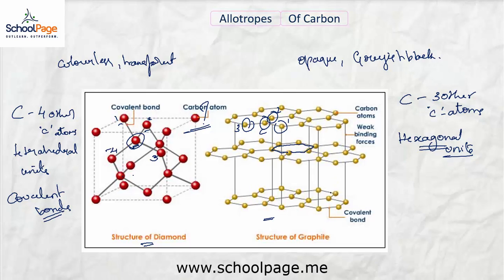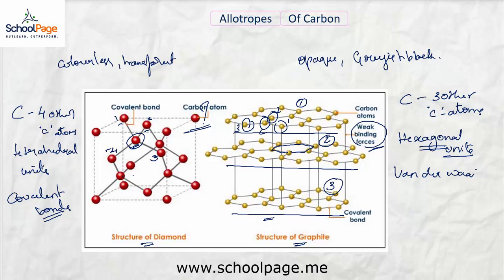Whereas in case of graphite, we see there is a presence of weak binding forces between the layers of the hexagonal units. See here there are 3 layers. This is layer 1, layer 2 and layer 3. So there are 3 layers of carbon hexagonal units which are arranged one above the other. But these layers are linked to one another by weak binding forces which are nothing but van der Waals forces. And these forces are weak.